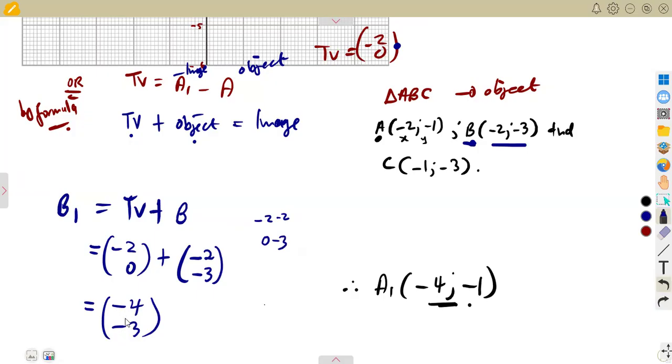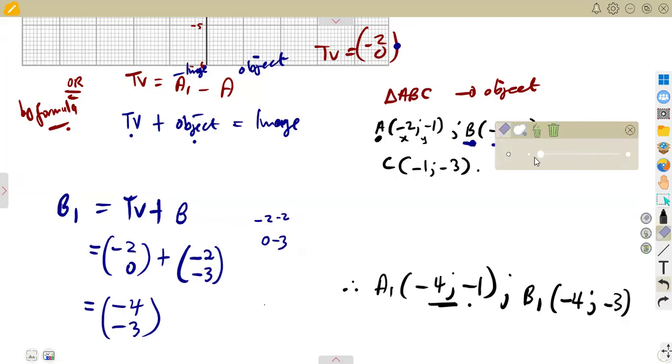It's just a vector in the presentation, but we can write B1 as a point, that's -4, -3. All right, so that will be our point B1 as a point. Okay, we're just writing it as a point now.